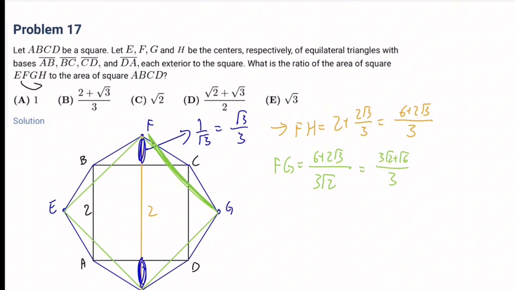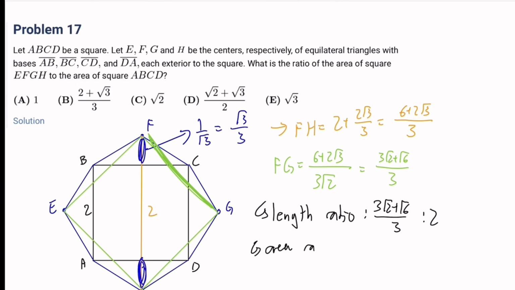And so the length ratio of EFGH to ABCD is just going to be equal to 3 root 2 plus root 6 over 3, and then 2, this 2. And then our area ratio is just going to be equal to this squared over this squared, right? So that's going to be all over 4, and then this squared is going to be all over 9, and then 24 plus 12 root 3. So this is going to be 36, and then 24 plus 12 root 3, and that is equal to all over 3, and then 2 plus root 3. So this is our answer.